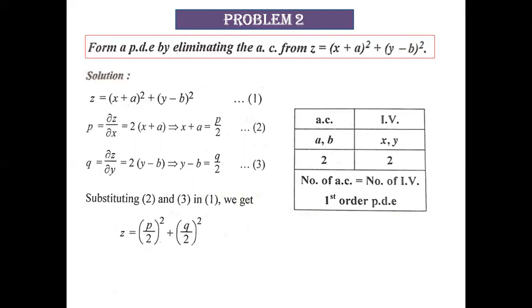Substituting 2 and 3 in 1, we get z is equal to (p by 2) whole square plus (q by 2) whole square. We can simplify that: 4z equals p square plus q square.